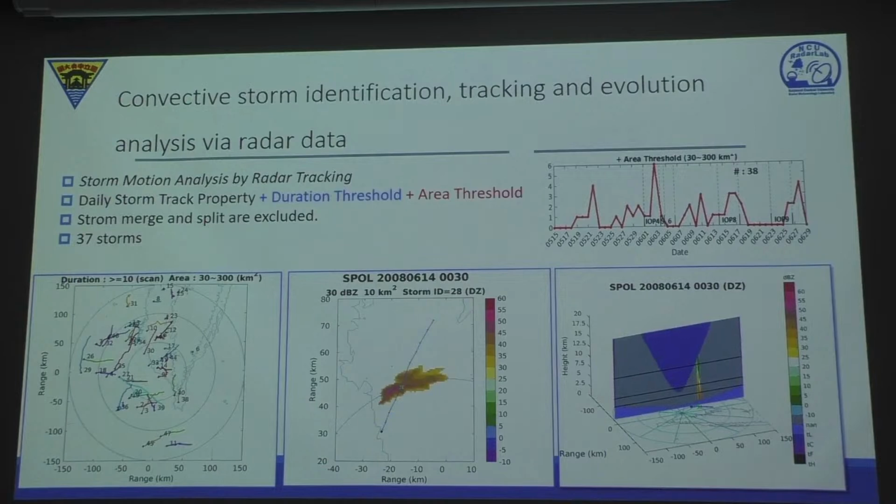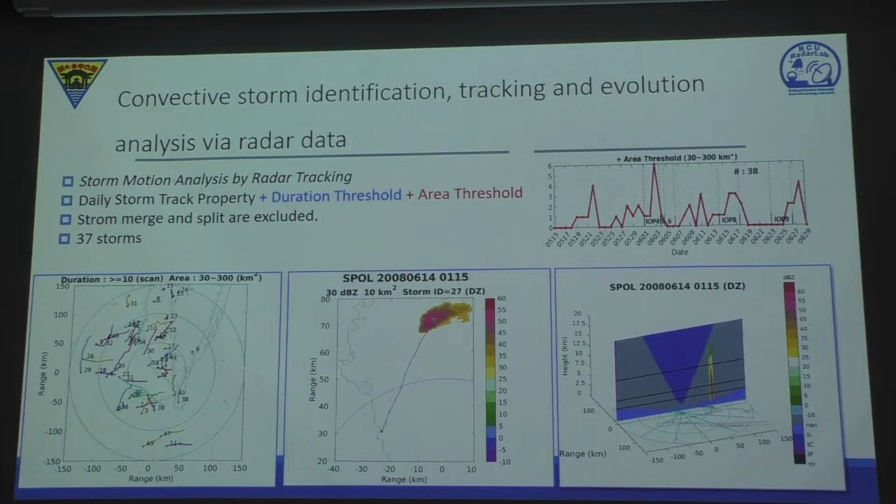So for convection storm identification, tracking, and evolution analysis, we have developed our own storm tracking system. We call it SMART, Storm Motion Analysis by Radar Tracking. This is an example from 2008 storm activity data. We use SMART to track the convection like this. We have a bunch of radar data, and we can track the storm convection along time. So we have not only the horizontal signature, but also the vertical signature, so we know the vertical structure of those particular convections.